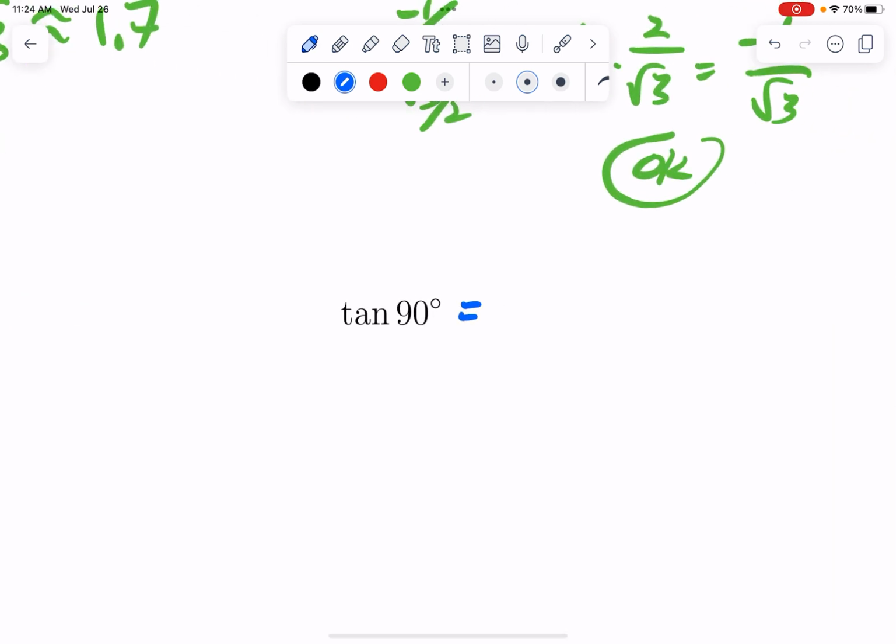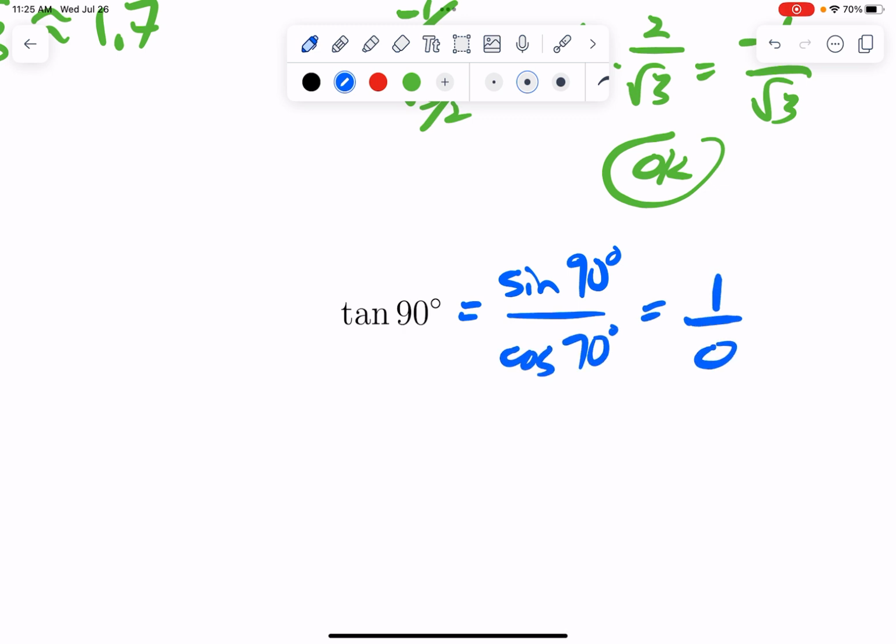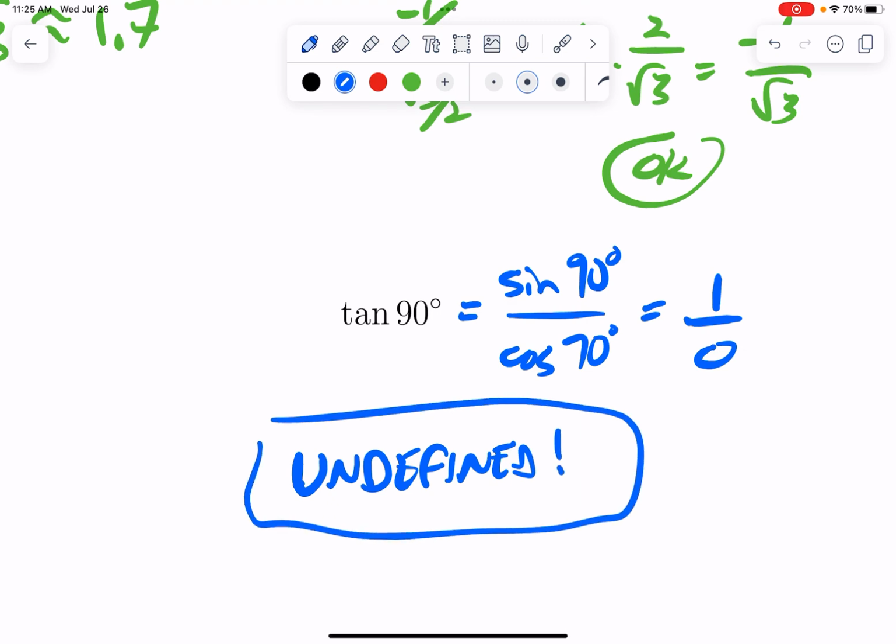Tangent of 90 degrees would be sine of 90 degrees over cosine of 90 degrees, which is 1 divided by 0. And this is undefined. So it turns out there's no such thing as tangent of 90 degrees. It would require dividing by 0, which is not allowed. Right, and let's just do a little reminder. 1 over 0 is undefined. Don't say equals undefined like it's a number. It just is undefined. 0 divided by 1, that's 0. Some people get mixed up on this.